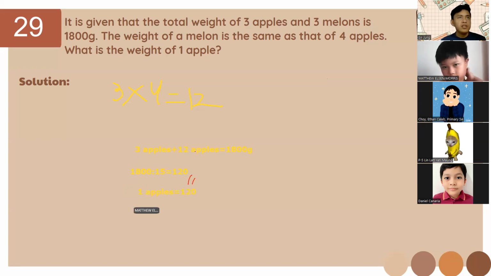So we have the same solution as Mr. Matthew. We substitute the weight of an apple into the weight of the melon, and then we added it and divided 1,800 by 15. So any questions regarding this problem? If none, we'll proceed to number 30. Again, thank you, Mr. Matthew, for sharing your wonderful solution and answer.